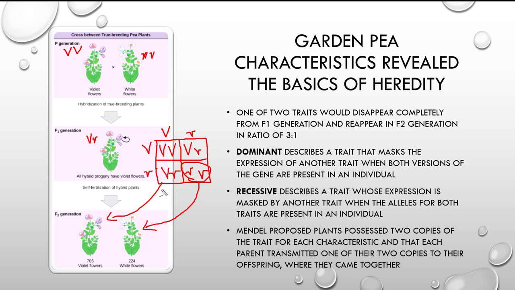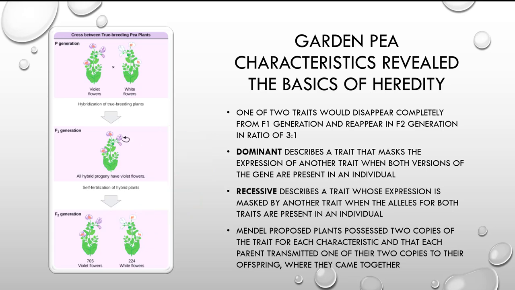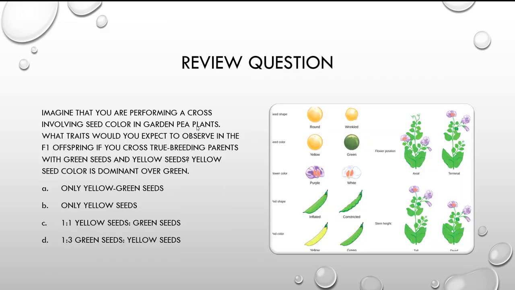And we'll play around with Punnett squares a lot in the next video. For now, you don't really need to know how to set up a Punnett square, but just realize this is where we're getting that 3-to-1 ratio. Okay, so let's do a review question to make sure we're understanding all of this Mendel's experimentation.